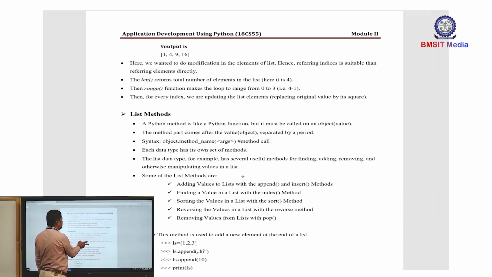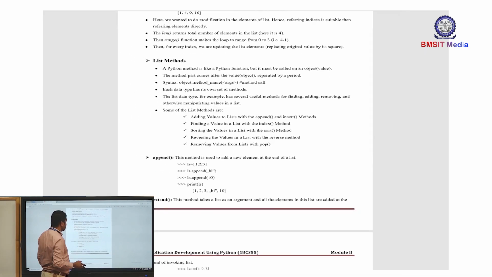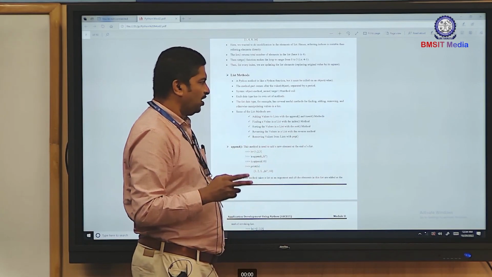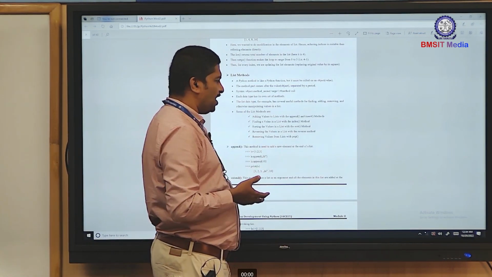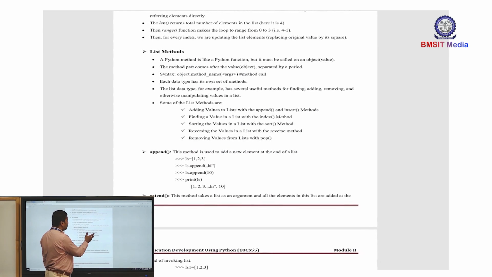Fine. Now you have certain list methods. You can add values. You can find a value in the list with the index method. For adding values you have two methods, append and insert. And for finding the value you can use the index method. Next, for sorting, you have the sort method. Of course, you can reverse the sorting by using reverse is equal to True.